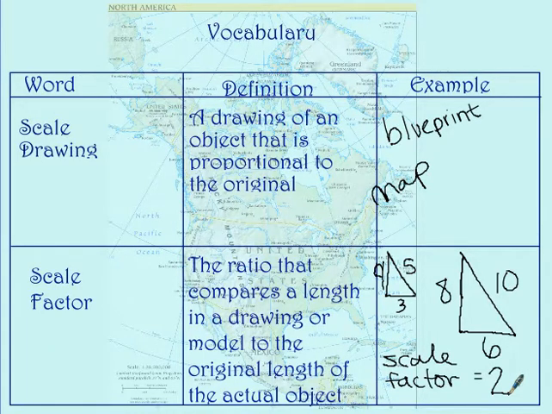So it's how we go from the enlarged object to the reduced object or vice versa. We also want to remember that when the object is getting bigger or being enlarged, you're going to have a scale factor that is above 1. And when something is being reduced or getting smaller, it's going to be less than 1.